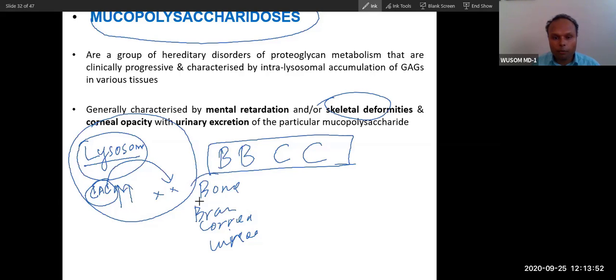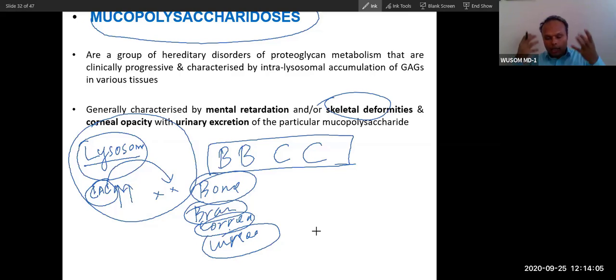And because of accumulation inside the cell, it will cause disorder. There will be a problem with the bone, with the brain, in the cornea, and in the skin. This mucopolysaccharide will deposit below the skin and in the bone. Because of that, brain development will also be slow, because the brain is present in the cranium. Bone development has a problem, it will be slow. Corneal clouding will be there, and the skin will be rough. So these are the presentations because of deposition of glycosaminoglycan inside the cell.